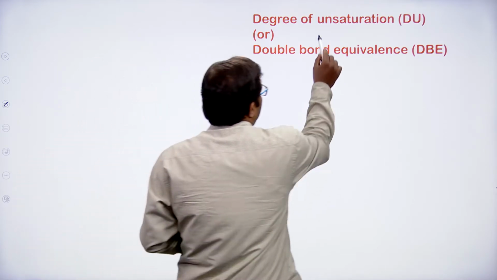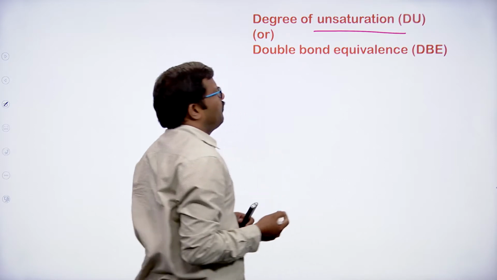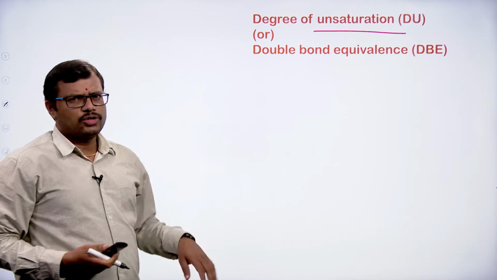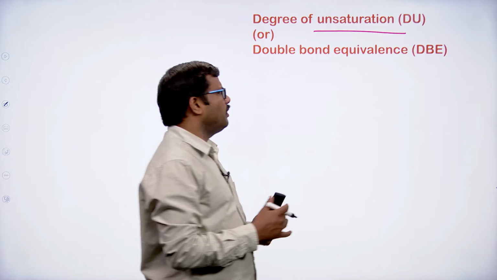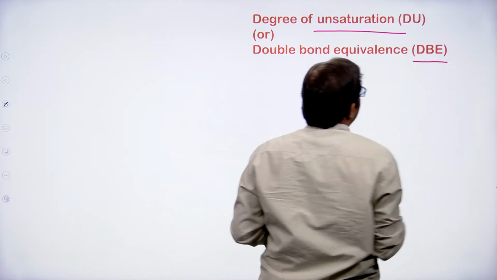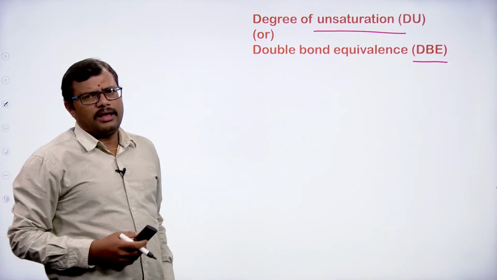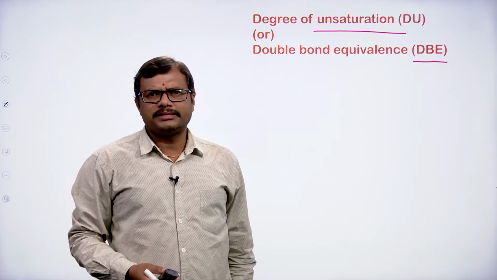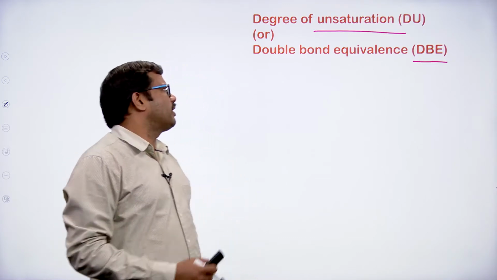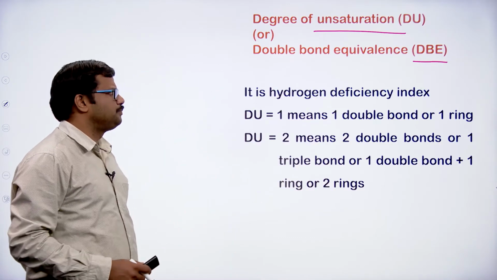The degree of unsaturation can be given in the form of DU, or it is also called double bond equivalence, DBE. So, for example, when an alkene formula is given, by using the formula we can even come to know the double bond presence.